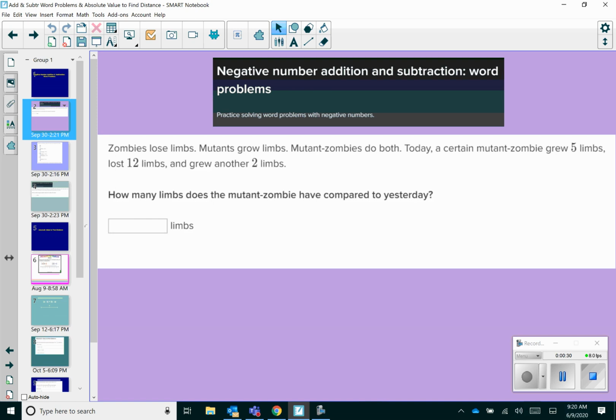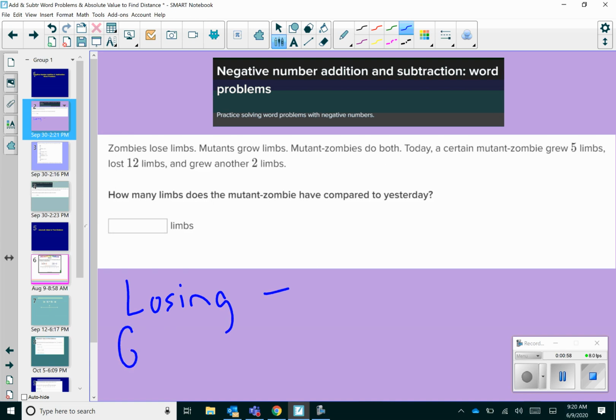So the first problem says zombies lose limbs, mutants grow limbs. Mutant zombies do both. Today, a certain mutant zombie grew 5 limbs, lost 12 limbs, and grew another 2 limbs. How many limbs does the mutant zombie have compared to yesterday? Well, clearly losing limbs means that it is a negative, and growing means it's going to be a positive.